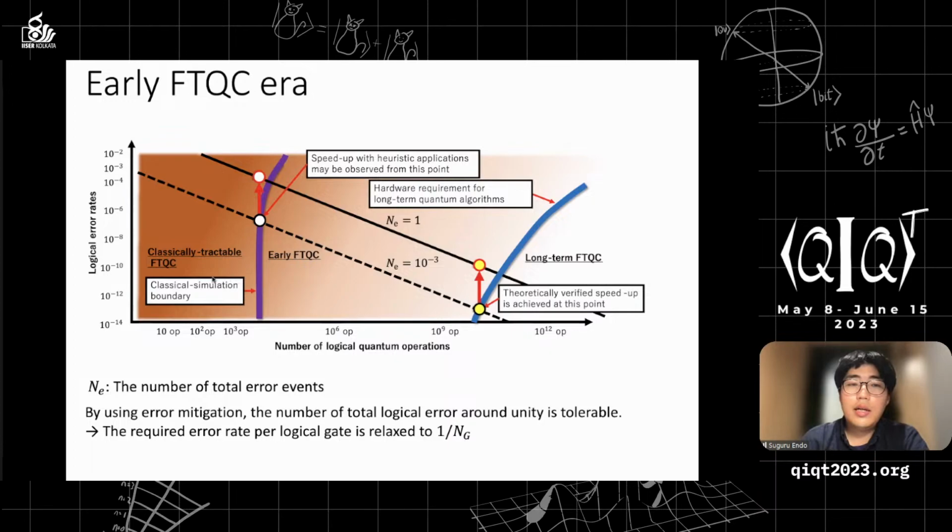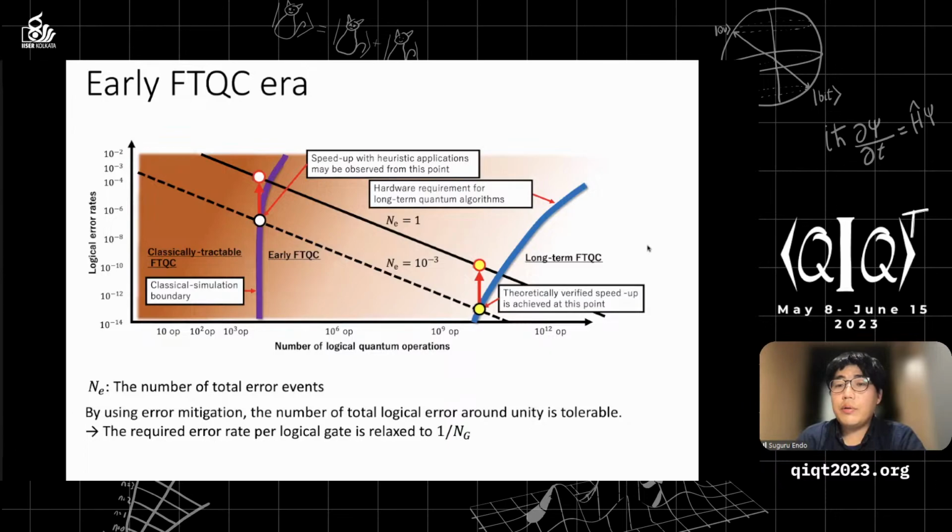And after we increase the number of logical qubits and also logical operations, we hit a boundary where we cannot classically simulate the dynamics of the quantum computer in logical space. We call such an era the early FTQC era. And still, we should go further, and after that, maybe we can reach the era where we can achieve practical applications of FTQC, for example, simulating chemical reactions and chemical dynamics, and maybe solving prime number factoring with Shor's algorithm and so on. We call such an era the long-term FTQC era.